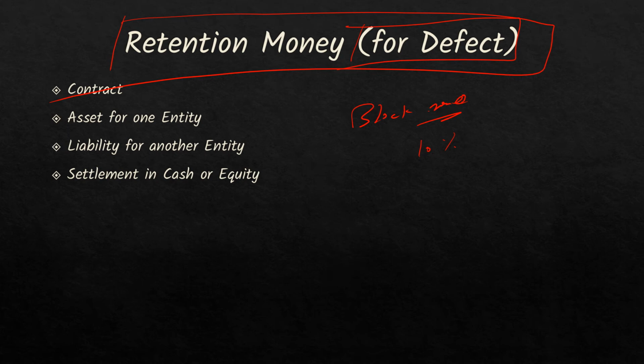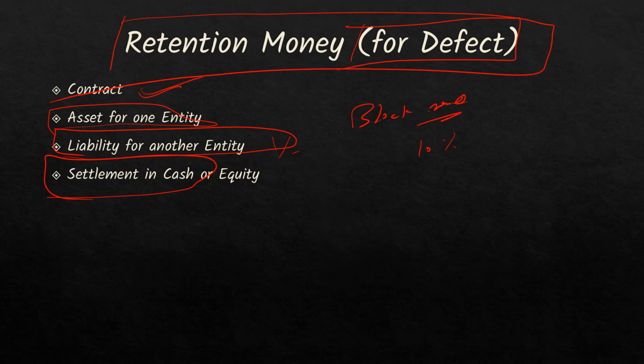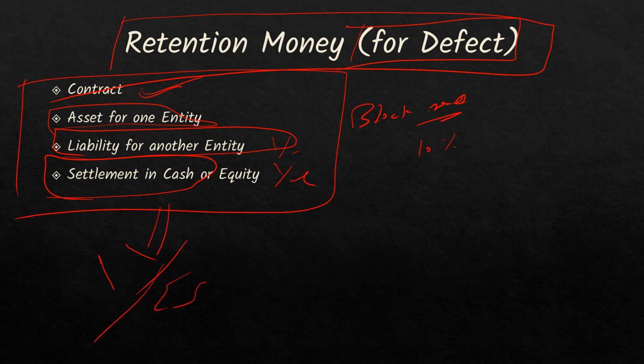So let's see. So there's a contract, yes. Asset for one, yes. The contractor must be showing the amount he is yet to receive as his asset, and we have to pay that 10%. So it's our liability, and settlement is in cash. So yes, all these four conditions are fulfilled. So this is our financial instrument.